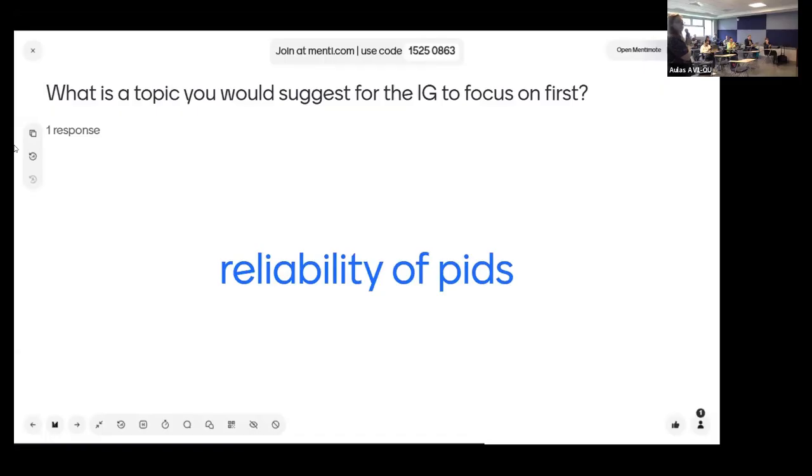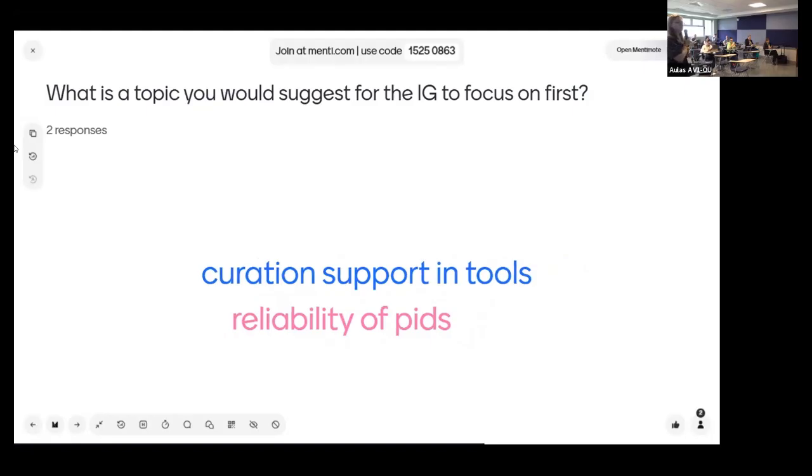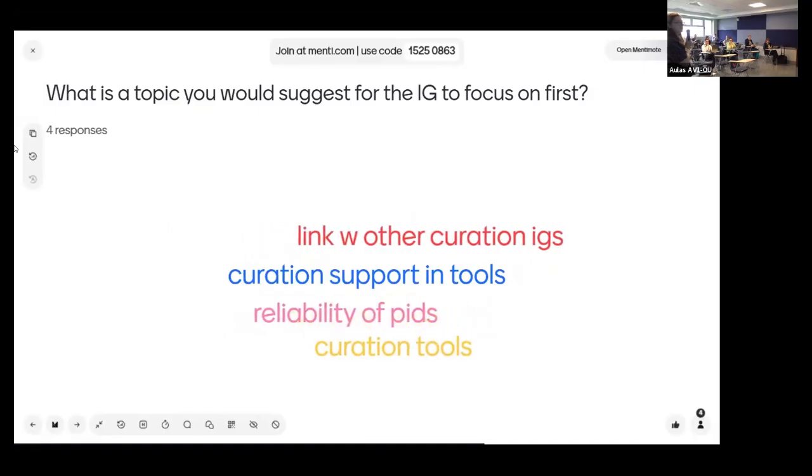Okay, reliability of PIDs. Complicated question. Curation support and tools. Yeah. Link with other curation IGs. Yeah, that's a good one. Curation tools. Yeah.